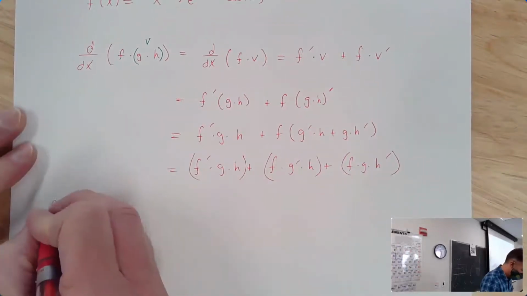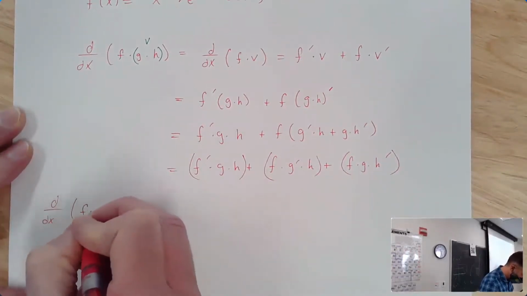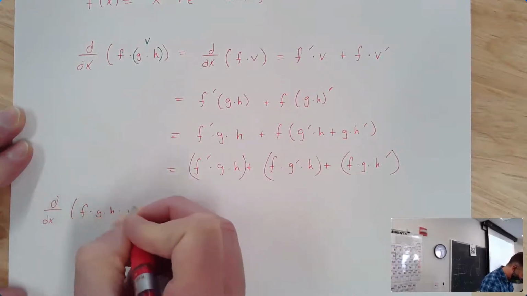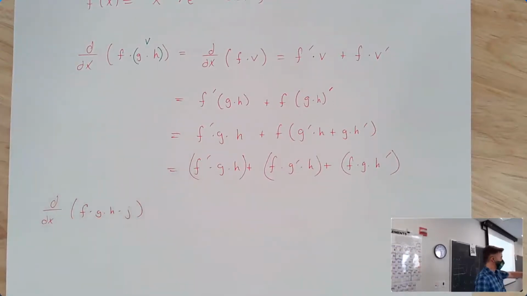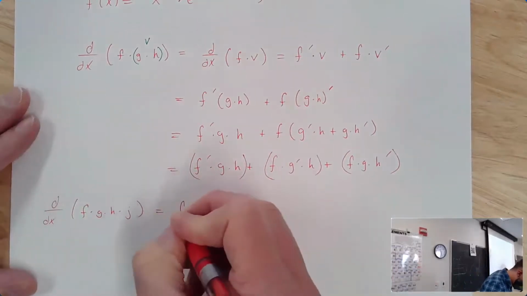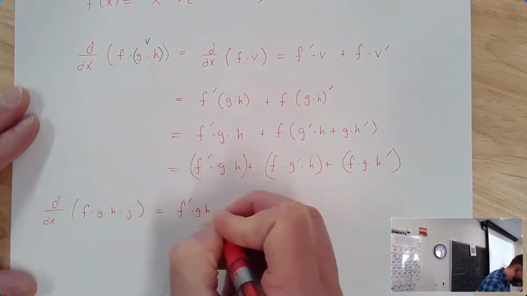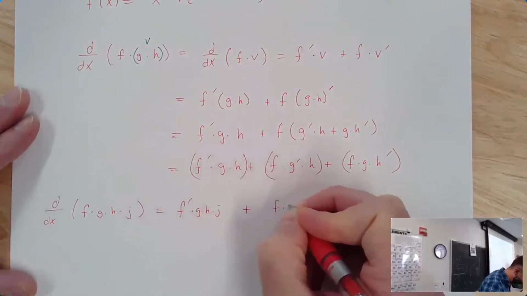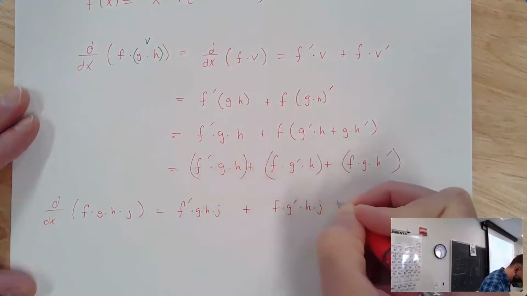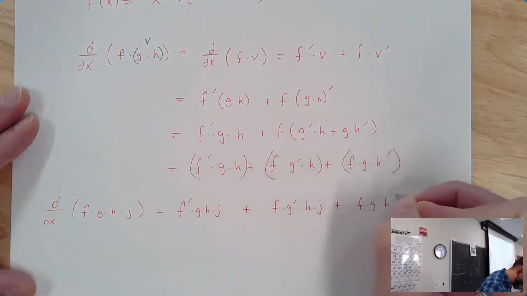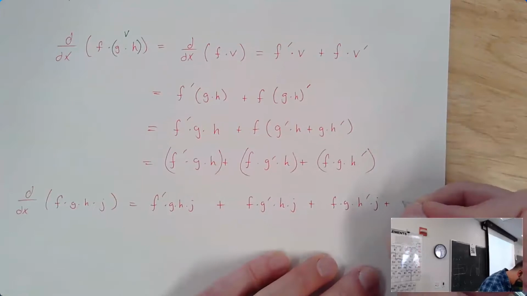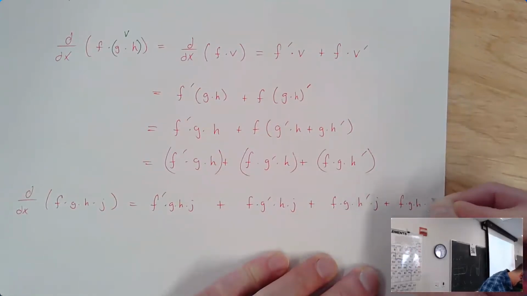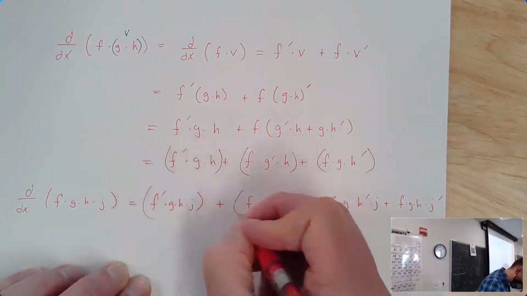Meaning, if I want to take the derivative of a product of four things, f times g times h times j, I know it's going to have four pieces. And each of those pieces is going to have one derivative and the rest not derivatives. And each function's derivative has to show up once. So I know it's going to be f prime times g times h times j plus f times g prime times h times j plus f times g times h prime times j plus f times g times h times j prime. For sure, 100%.